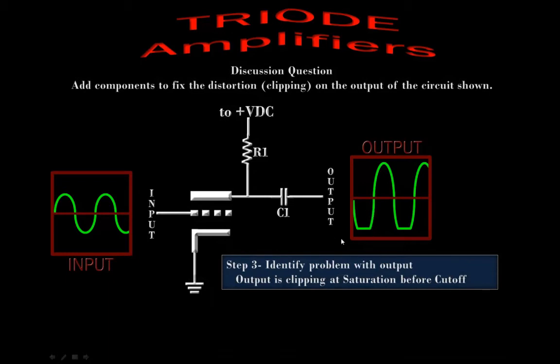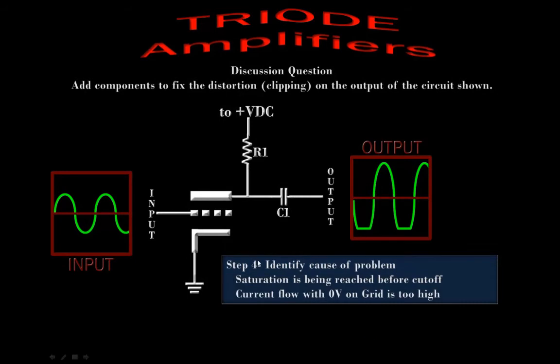So again, this is saturation, and we're clipping at saturation, but we're not clipping at cutoff. And ideally, even if we were clipping at saturation, we'd be clipping about the same at cutoff. So that's the problem that we need to fix. Ideally in a tube, when there's 0 volts on the grid, the amount of current flowing through the tube is halfway between saturation and cutoff. We looked at that a little earlier.